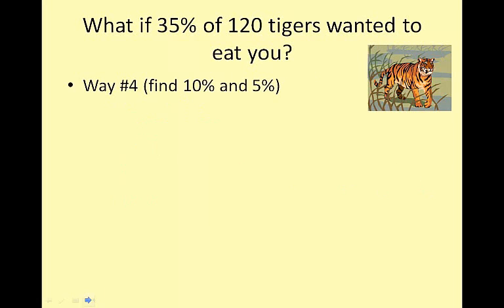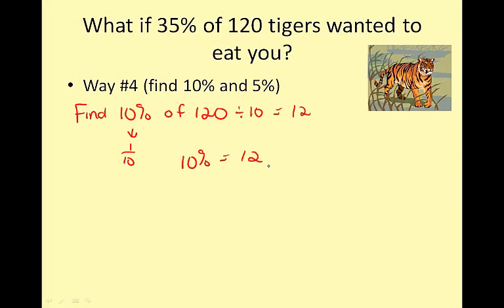And the last way is very helpful because if we find some of the easy percents, then we can find 35%. So way number 4 is to find 10% first. So we're going to find 10% of 120. And we know that 10% is 1/10. So we're finding 1/10 of 120. One way to do that is just to take 120 and divide it by 10, and we get 12. So we know that 10% is equal to 12.